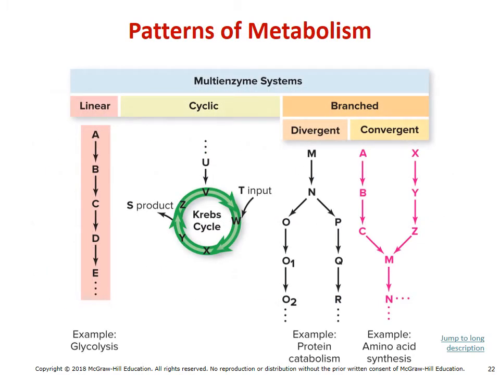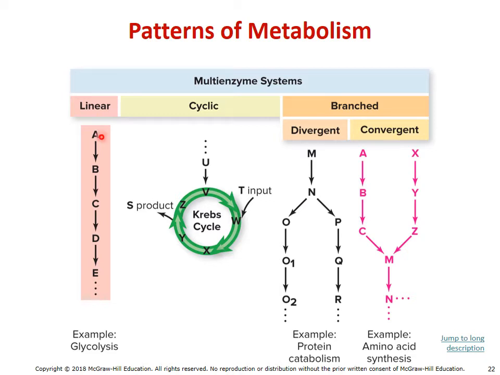So we have three different examples here. The linear pathway, which again would be a line. The cyclic pathway, that again goes in a circle. And then our branch pathways, including divergent and convergent. Divergent means that we separate at one point. Convergent means we come together at a point. So let's go through these.